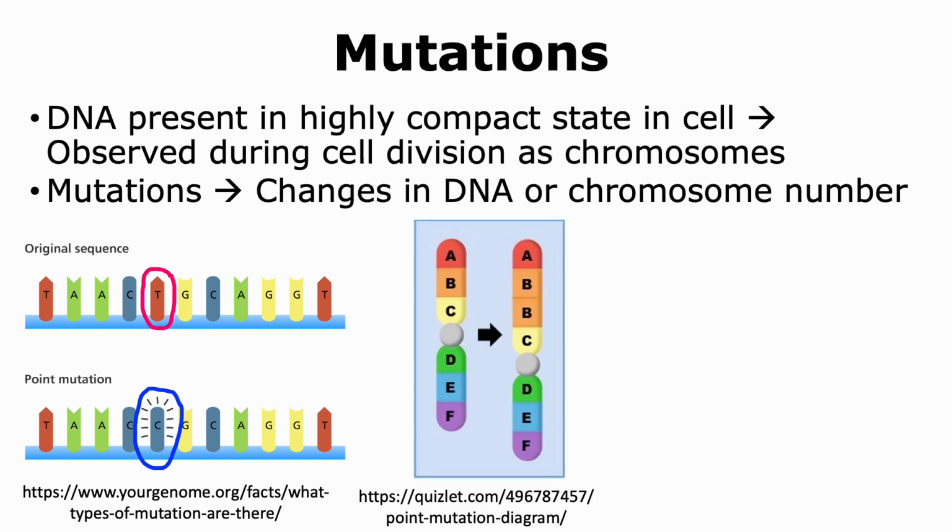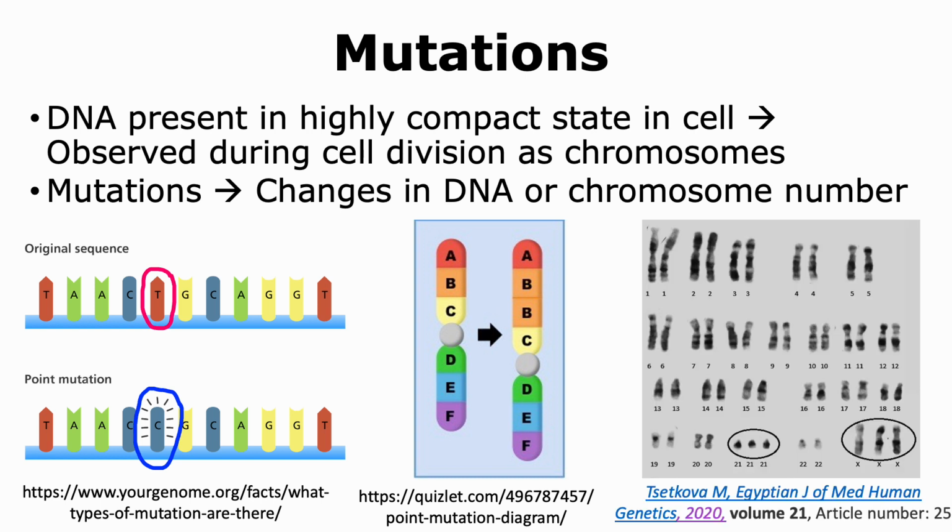There can be changes in DNA at the chromosomal level as shown in the middle picture. And here we are able to see that the gene called gene B has undergone a duplication and there is an extra copy of that gene on the chromosome. This is also an example of a mutation.